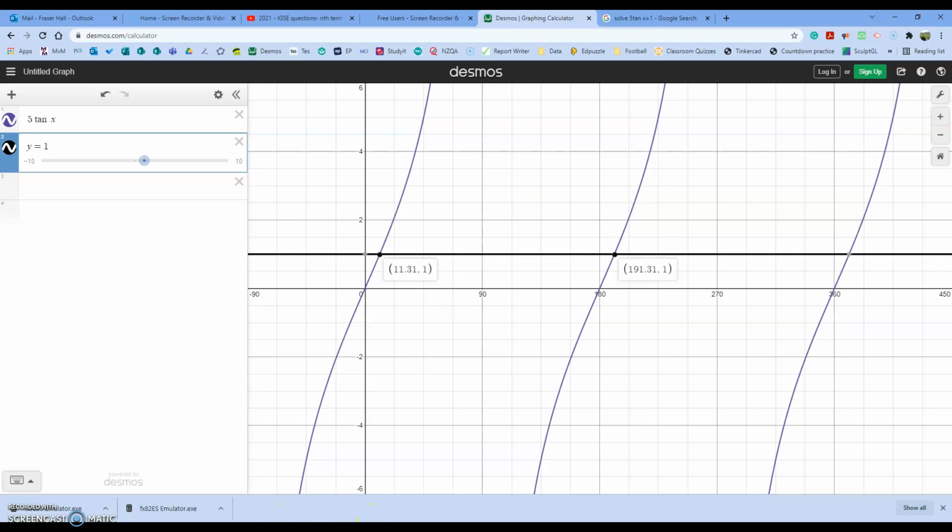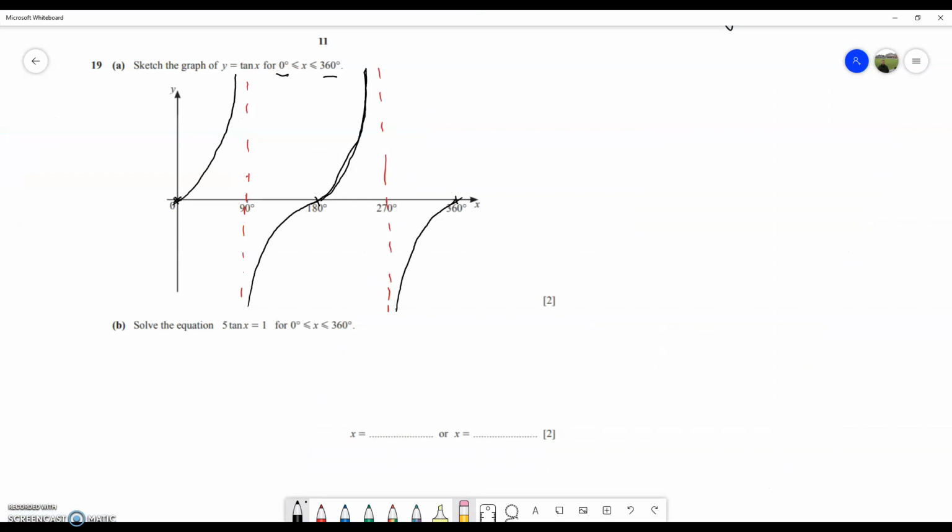So how we answer that on our question is obviously we can go 5 tan x is equal to 1. So we can solve it in our normal way. We can divide it by 5. They cancel out. And then we can divide this one by 5. So that would give us tan x is equal to 0.2.